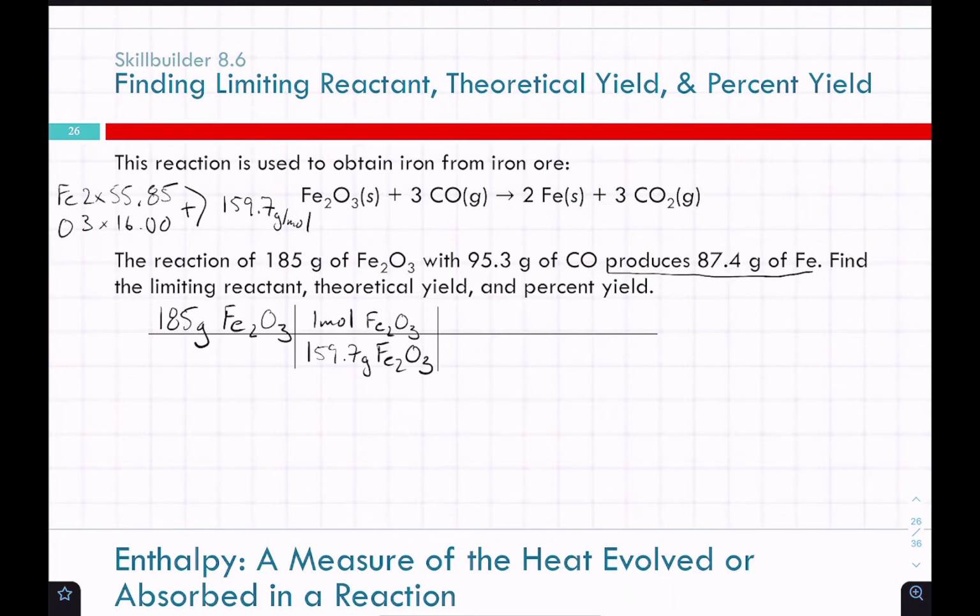So again, keep in mind that we are going to be looking towards iron. So our molar ratio from our coefficients in the chemical equation to get from iron oxide to iron is 1 to 2. So we have 1 mole of the iron oxide and 2 moles of iron. And then we want to calculate how many grams of iron.